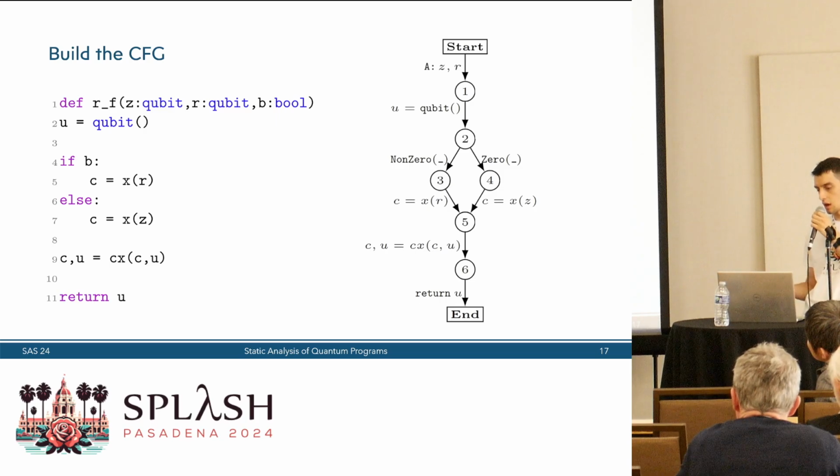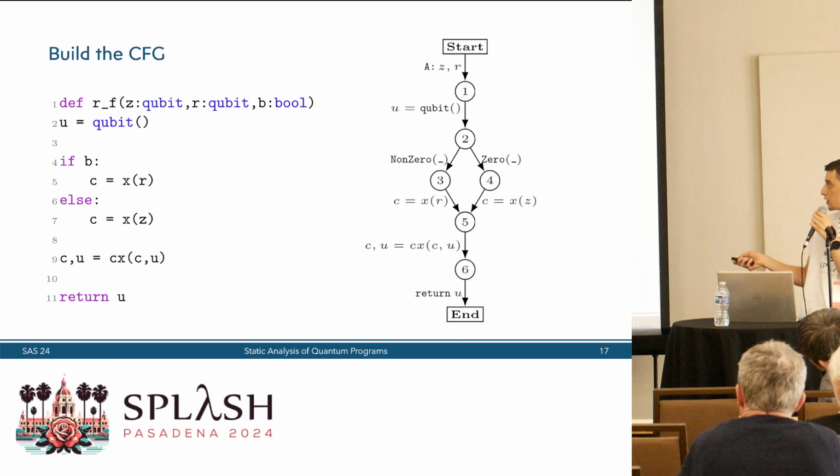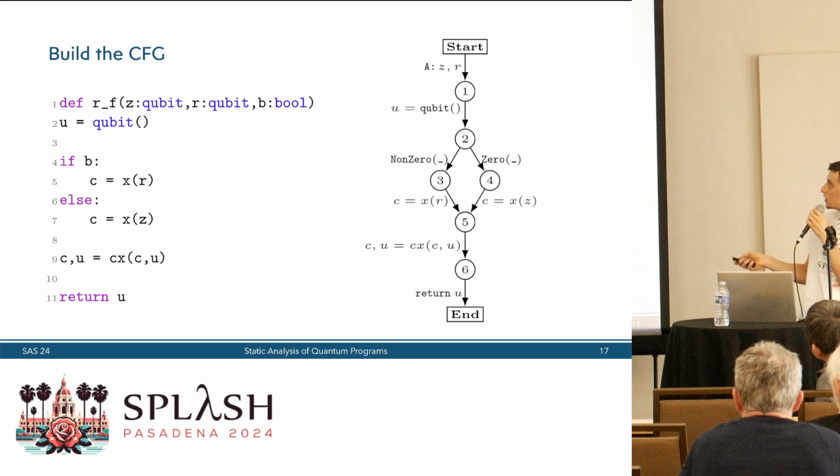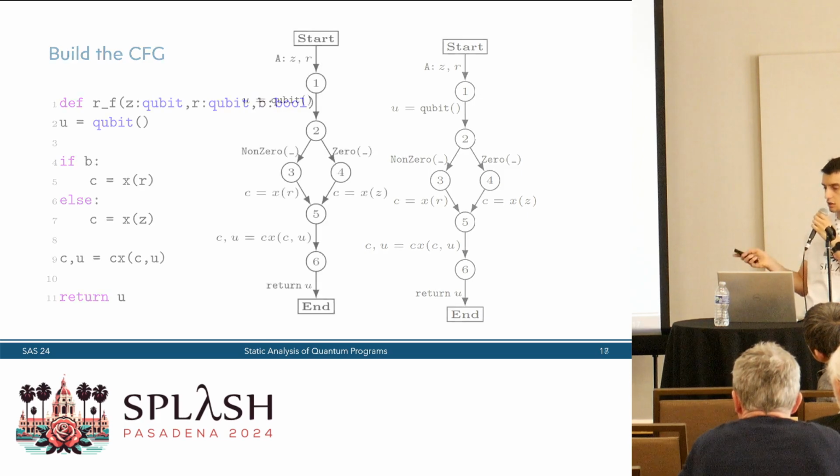Let's see how we analyze this program. First, the first step is to transform this program into a control flow graph. So we basically put every instruction on an edge. We add a special label to indicate the condition: this is the true branch, this is the false branch, and also this label that says which are the arguments of a function.